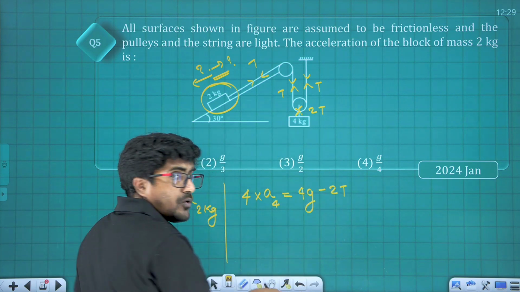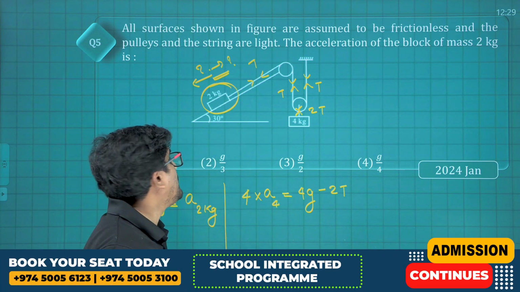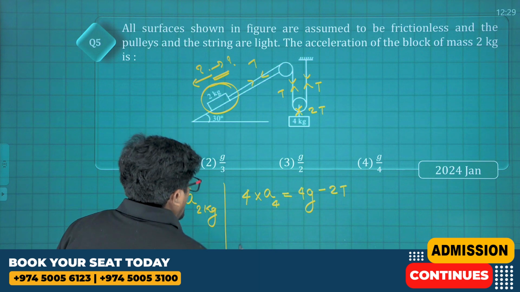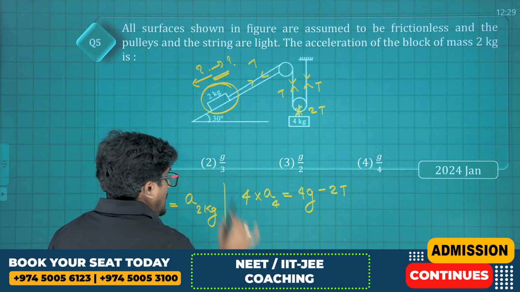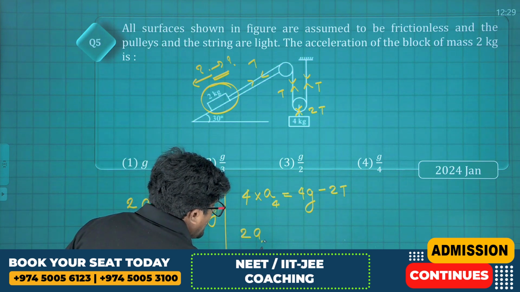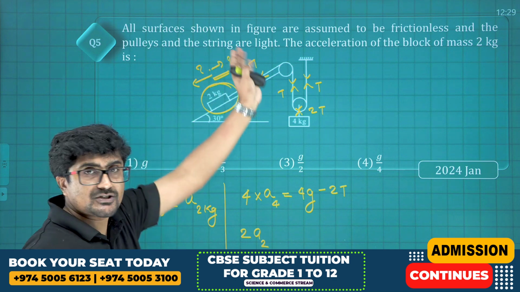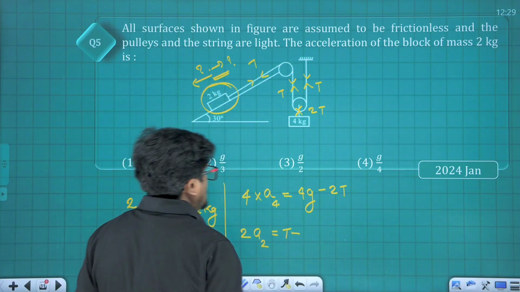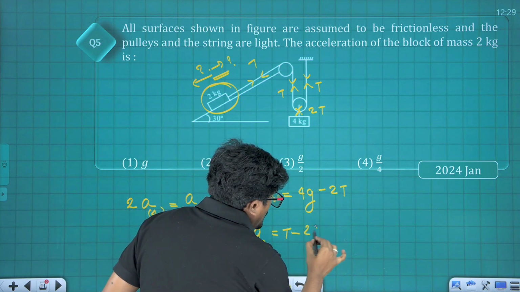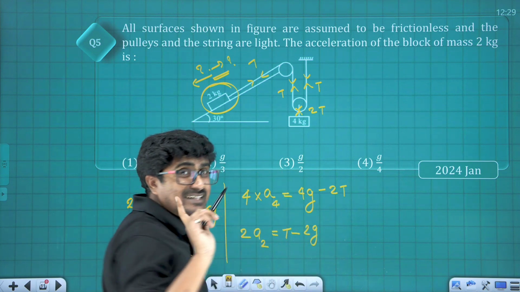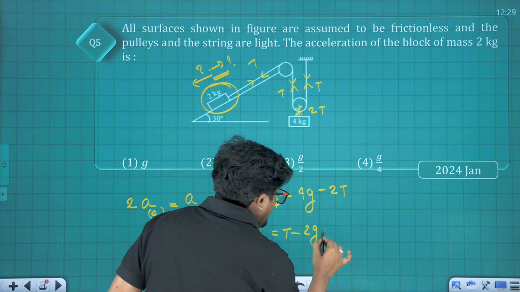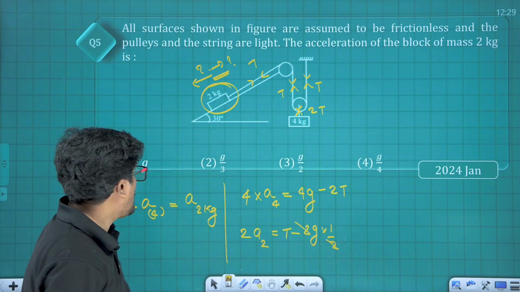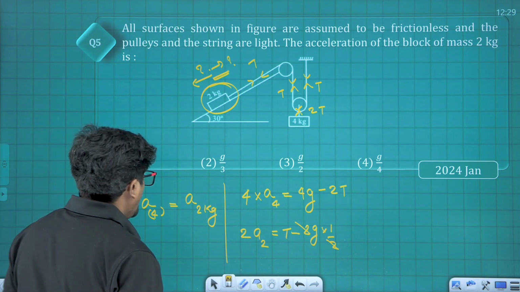4 times G, that is the downward force, minus 2T is the upward force. And if I consider the motion of this, 2 into acceleration of the 2 kg mass in the upward direction is equal to T in the upward direction minus 2 into G into sine theta, that is sine 30, that is 1 by 2. So this one and this one will cancel each other. Now we have got a relation over here.